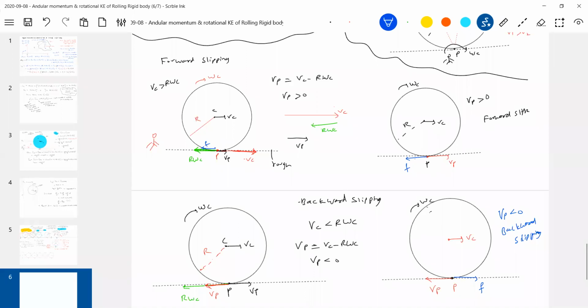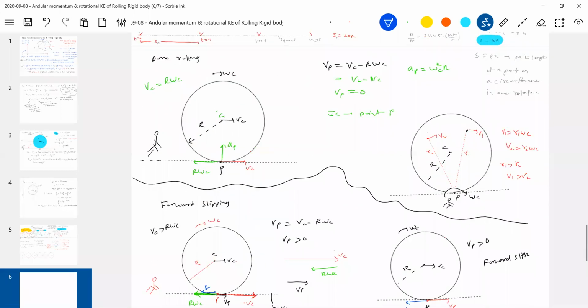So in pure rolling, no friction will act, though the surface is rough. Why no friction?